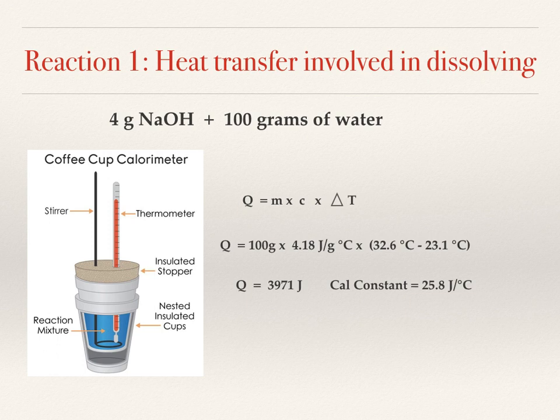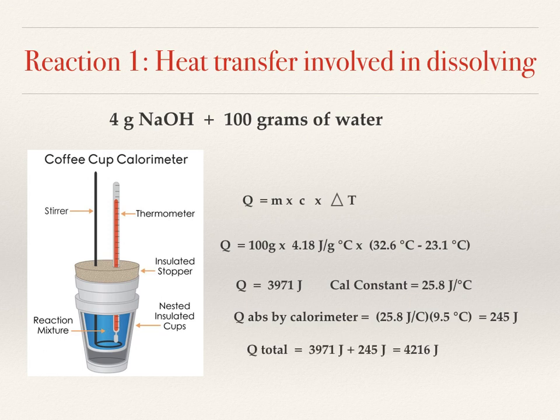Taking into consideration our change in temperature, which is 9.5 degrees, we calculate that the calorimeter absorbed 245 joules of energy. So we're going to add those two values up for a total amount of heat absorbed by the calorimeter plus the water, a little over 4,200 joules of energy.